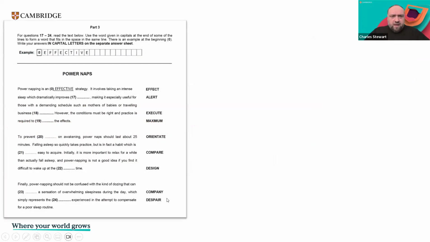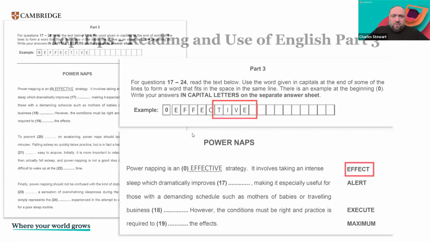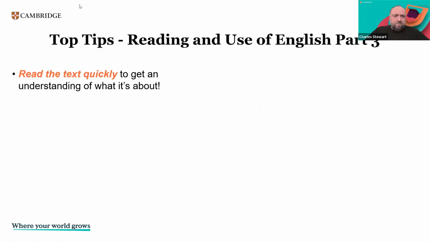So, first of all, part 3, we can see here there are words that you are given, and this is the root word. And from this, you somehow need to add, take away, change the word form somehow. So we can see here the word is effect. Power napping is an effective. So you can see here that the word itself stays the same, but additions are added. Okay, now, how do we do this portion of the exam?